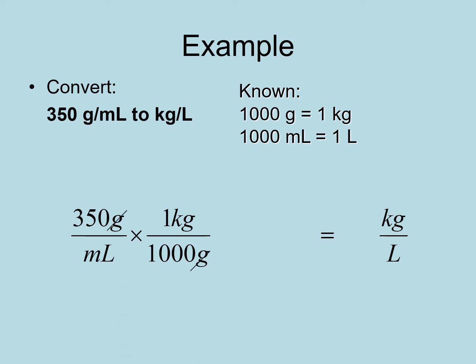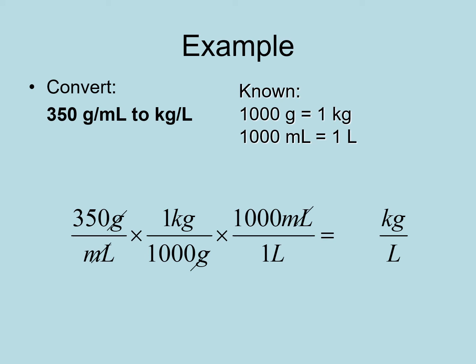Now I have kilograms in the numerator, which is what I want. I'll work on the bottom unit. It says milliliters. I want liters. So if I know that 1,000 milliliters equals 1 liter, I can write a conversion factor like this: 1,000 milliliters over 1 liter. This time I put the milliliters on top because it started out on bottom and I want them to cancel.